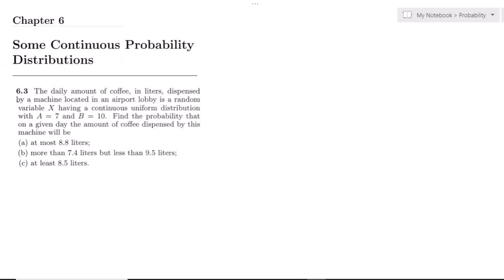Welcome back guys, this is question 6.3 and the statement of this question is: the daily amount of coffee in liters dispensed by a machine located in an airport lobby is a random variable x having a continuous uniform distribution with a equal to 7 and b equal to 10. Means here a is 7, b is 10.